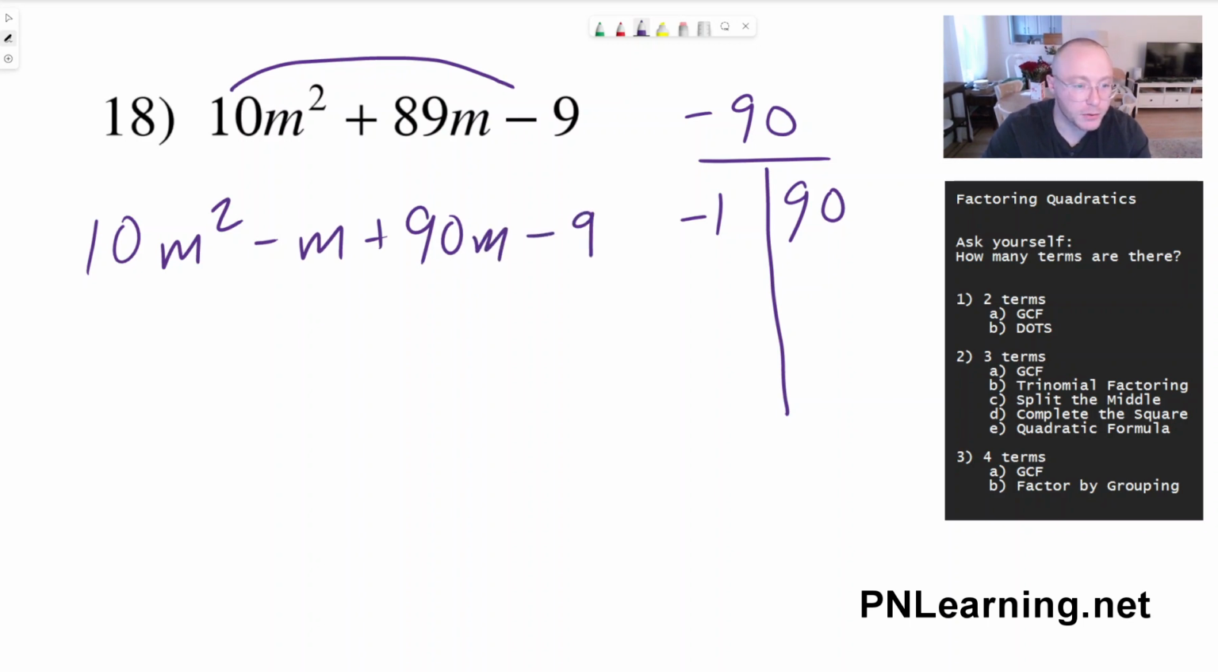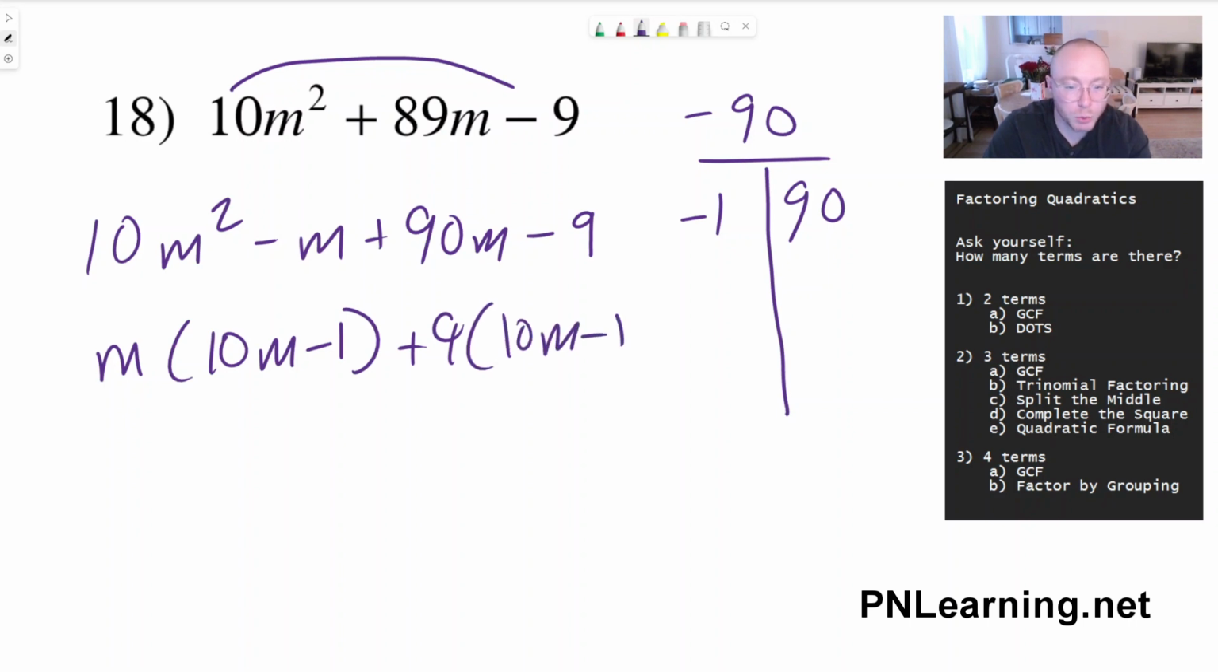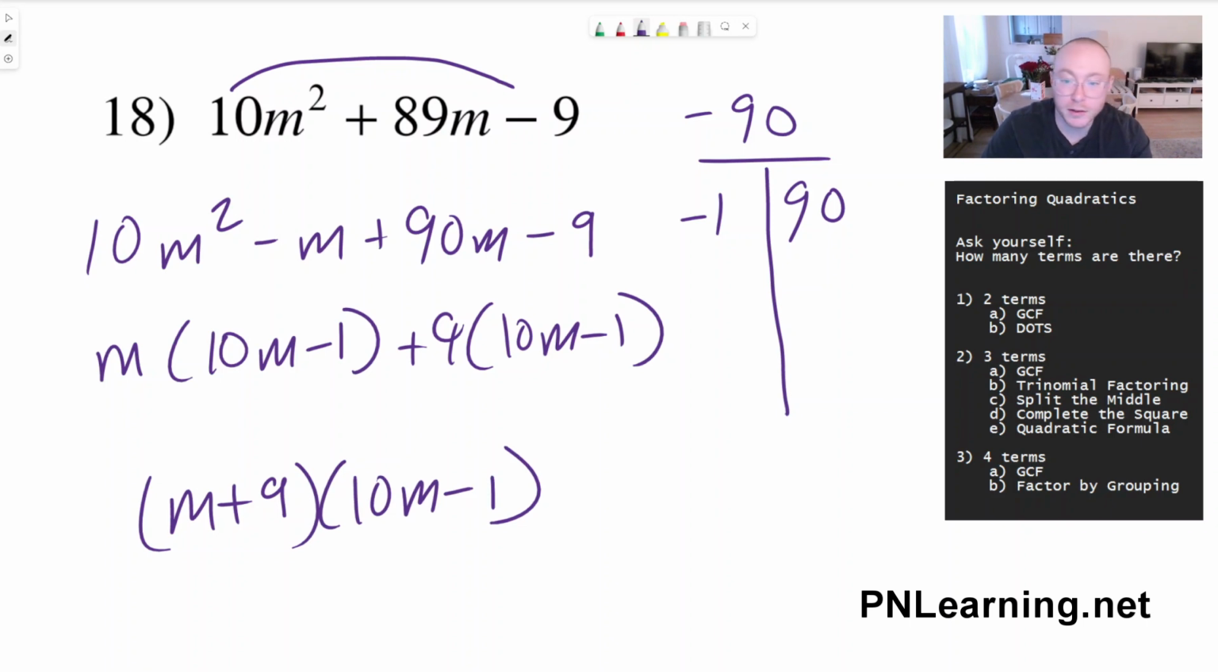And we'll go ahead and factor out an m for our first two terms. We'll have 10m minus 1, and let's factor out a 9. We'll have 10m minus 1. This is going to be m plus 9 times 10m minus 1, and that's it for 18.